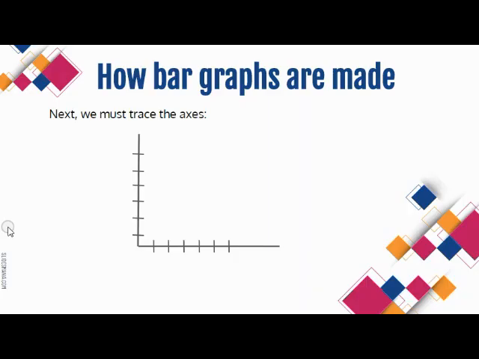First thing you need to do after collecting the information in a chart is to trace the axis. Your bar graph needs to have a vertical axis and a horizontal one.